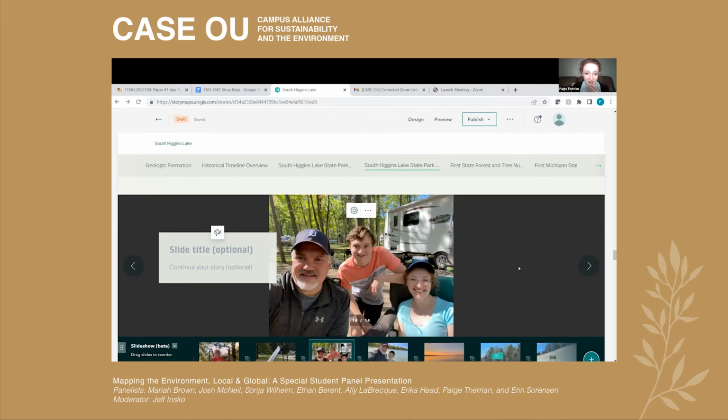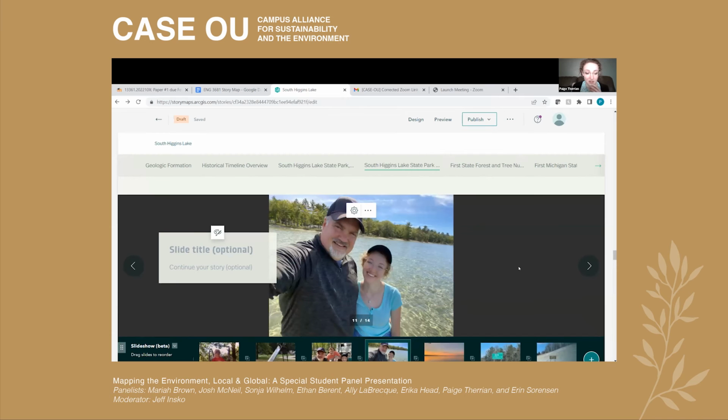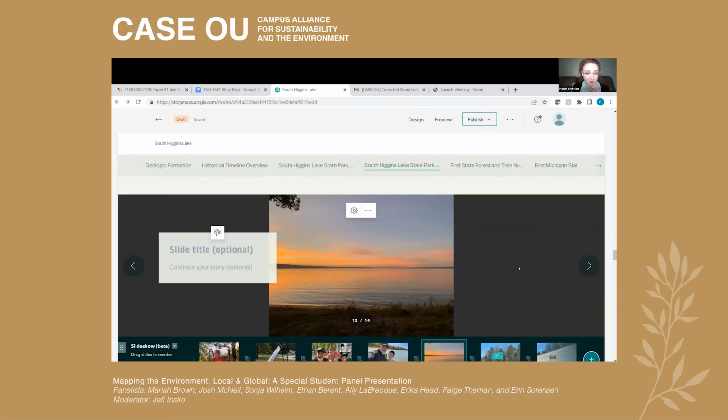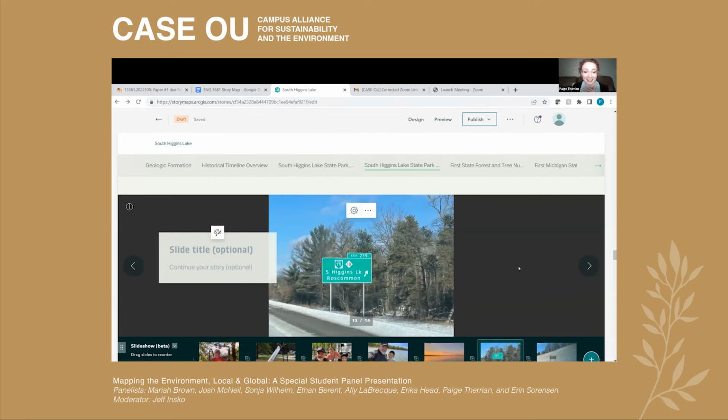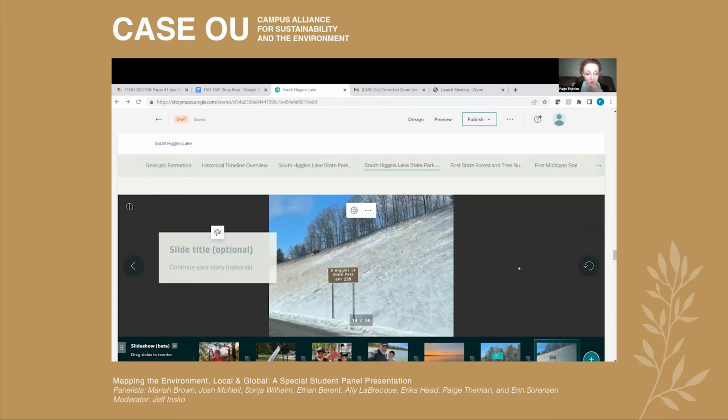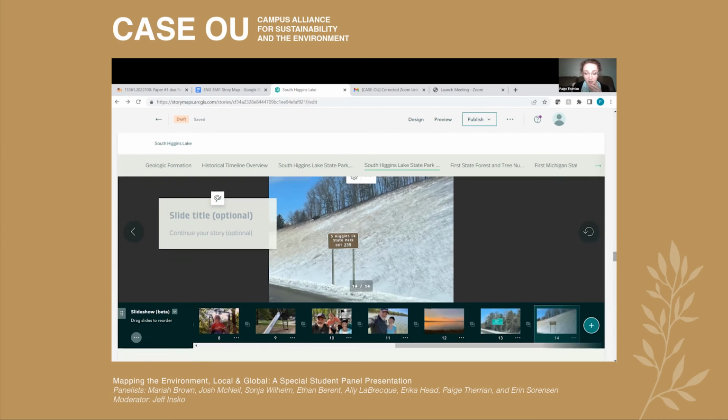And here's us at the campsite, and we would walk down to the beach, and my dad boldly took this photo standing over the water. And these photos are from about midday. This is from the sunset. And courtesy of Erin Sorensen and her husband, these are some road signs leading to Higgins Lake and then to the park themselves.